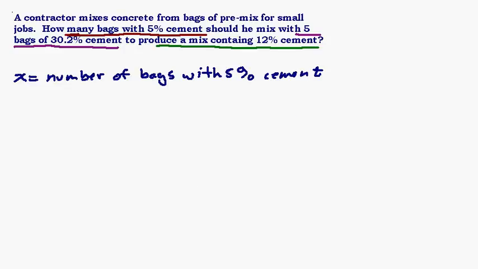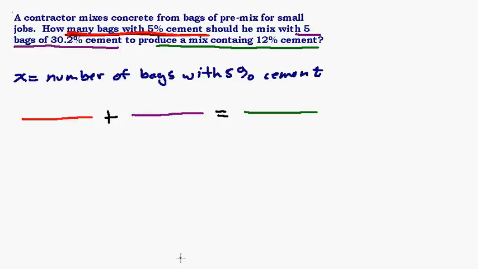Okay, so now what's the situation? Well, I didn't use a very good color, so let's change this to red. We're going to use this red part right here. Basically, let me write this. However many red bags we want to use, and how much cement is in there, plus what we're going to add is this purple stuff here, which is the 5 bags of the 30.2% cement. We're going to add it together and mix it all up, and we want that to equal a mix that's 12%, which is the green information.